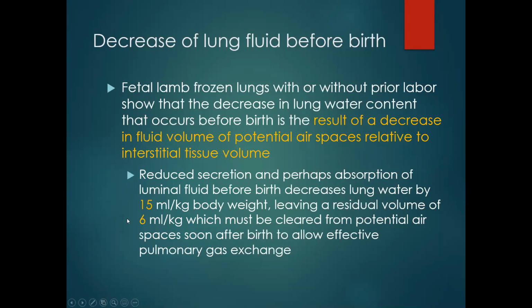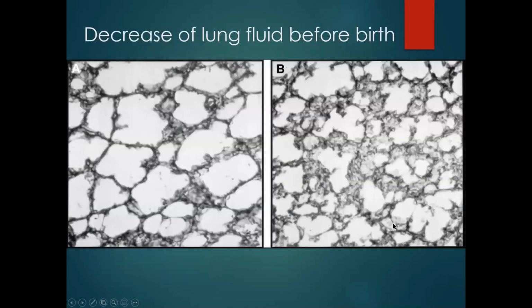So this is evidence from lamb studies that almost by 2.5-fold this is the reduction in the weight of these lungs due to clearance of lung water. Okay, the picture on A shows that the air spaces are larger because there is a lot of fluid, and then B after birth shows that a lot of that fluid has already been absorbed and started to clear, and therefore there are a lot more septations that are clearer here on B versus A.